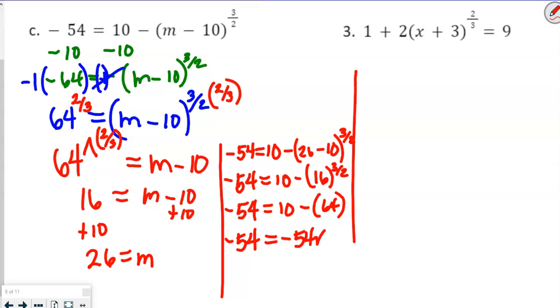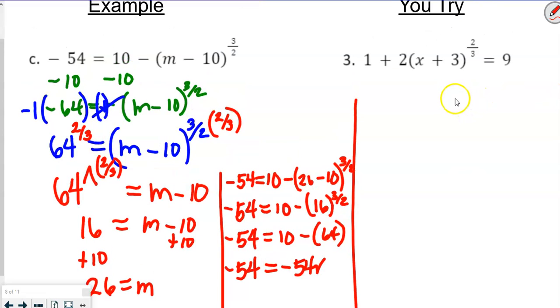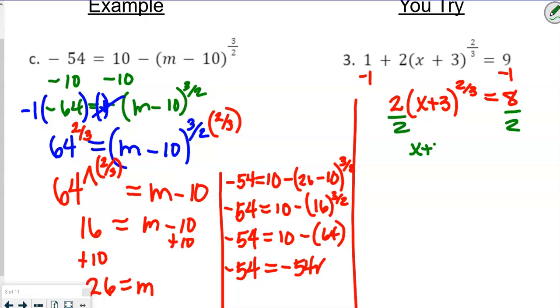Y'all see it? All right, now, let's see if you guys can do number 3. Pause me and come back when you're done. So on this one, we're going to go -1, -1. So this is 2x plus 3 to the 2/3. This one is the most steps we've done, right? Now, what else do you notice still? Y'all see that 2? So yeah, we got to divide by that 2. So this is going to be x plus 3, again, this time to the 2/3, and that 8 divided by 2 is 4, right?